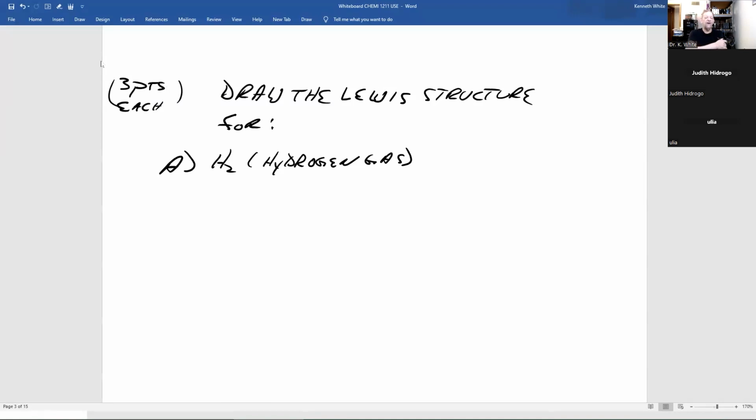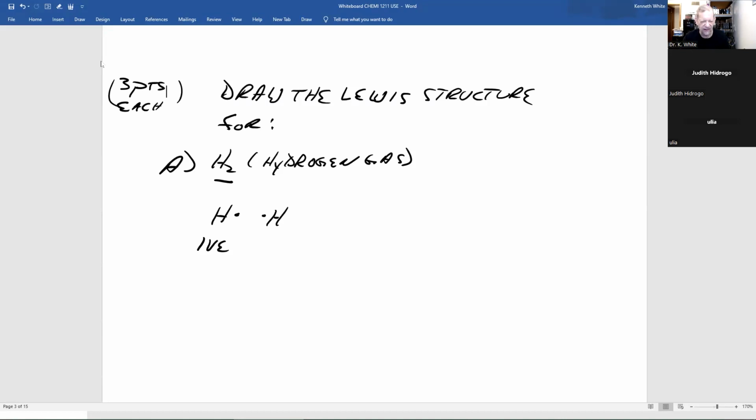So first one, draw the Lewis structure for hydrogen gas. Well, hydrogen gas has two hydrogens, H2. And each hydrogen has one valence electron. So I'll have one hydrogen there and one hydrogen there. Now I'm showing you how the thought process is.